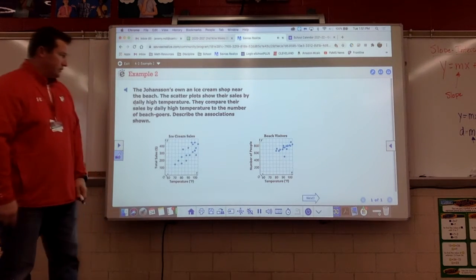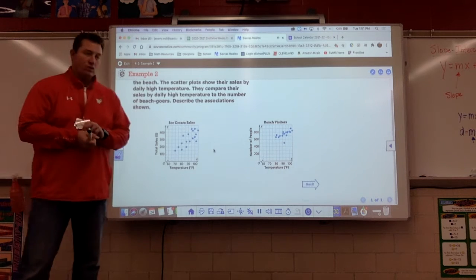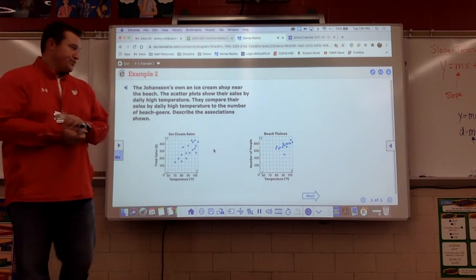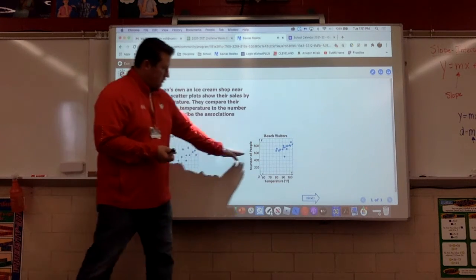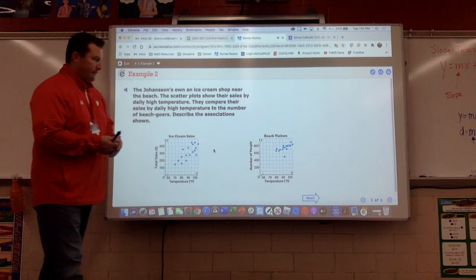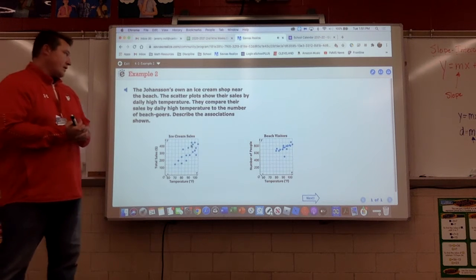The Johansons own an ice cream shop near the beach. Scatter plots show their sales by daily high temperature. They compare their sales by daily high temperature to the number of beachgoers. Describe the associations shown.